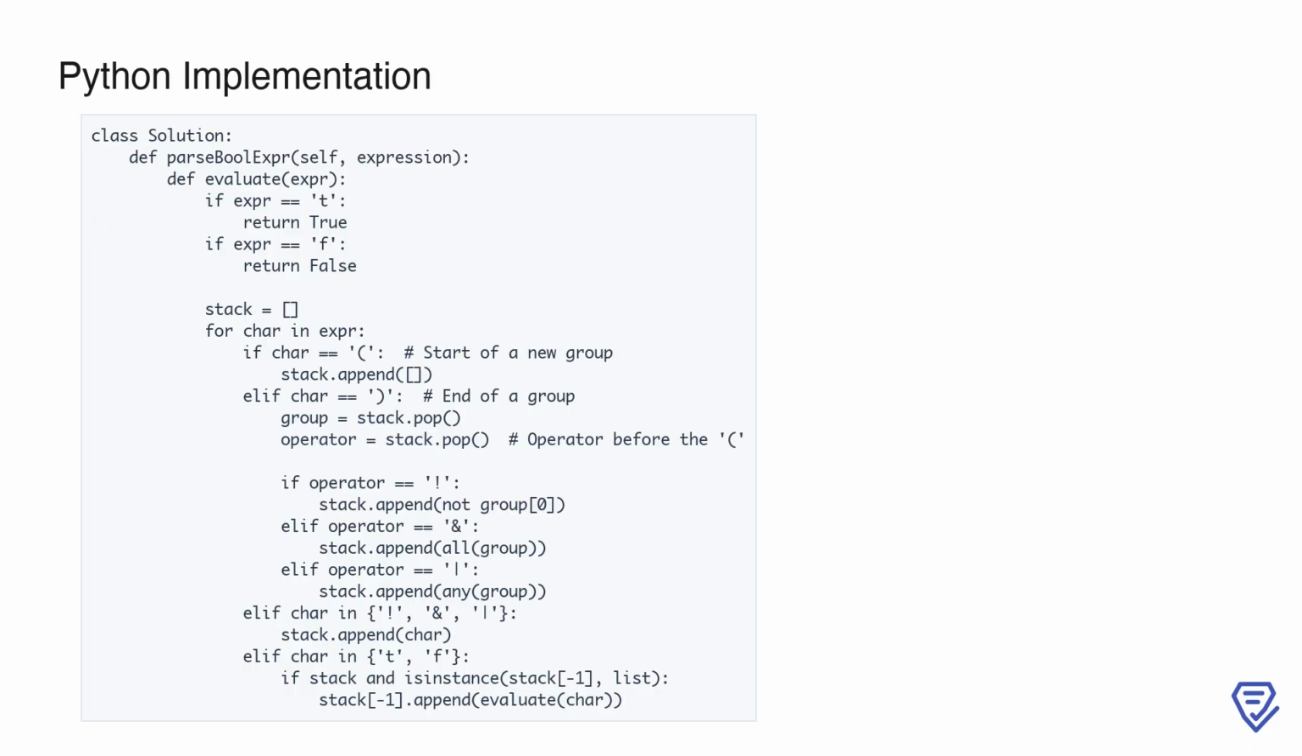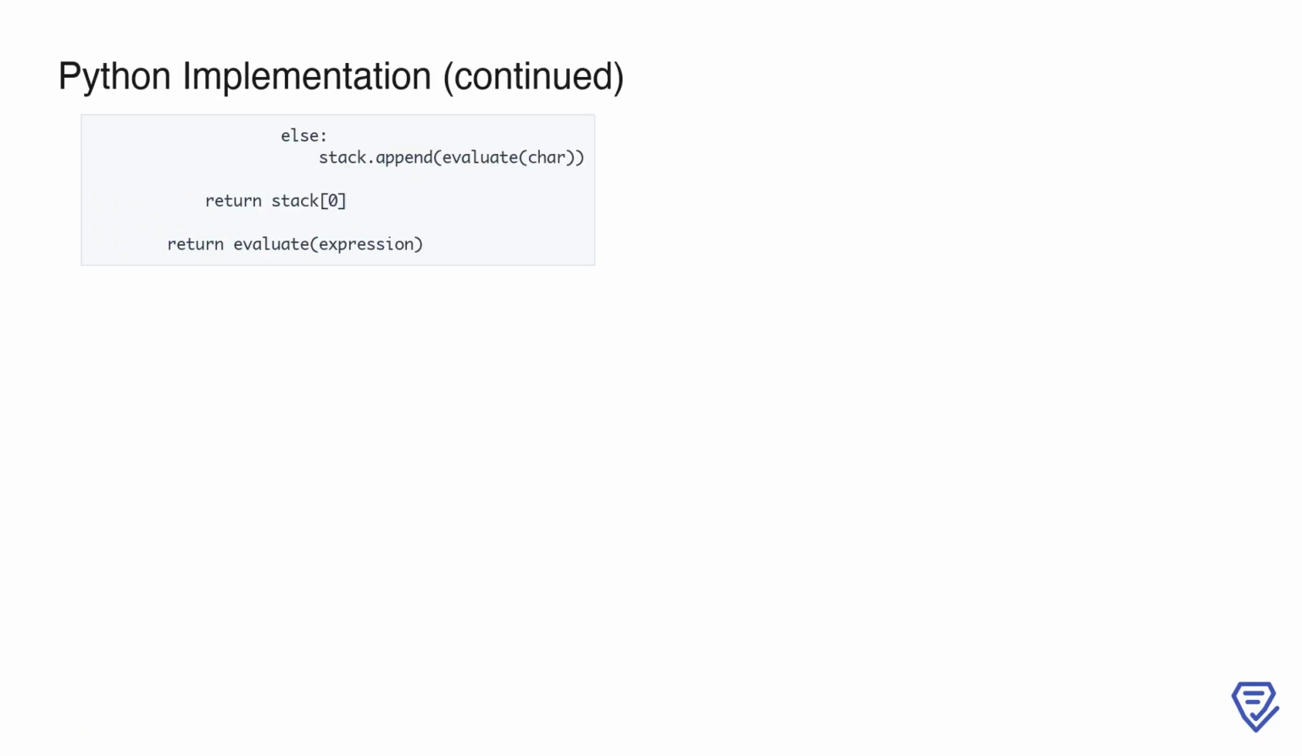Operators and Boolean literals are also handled during the iteration, ensuring the stack is updated appropriately as we parse the expression. In cases where a Boolean literal, such as T or F, is encountered and the current stack level represents a group, the literal is added to the group by appending the evaluated value. Otherwise, the literal is simply pushed onto the stack as a standalone value.